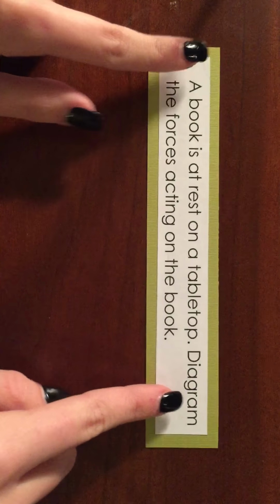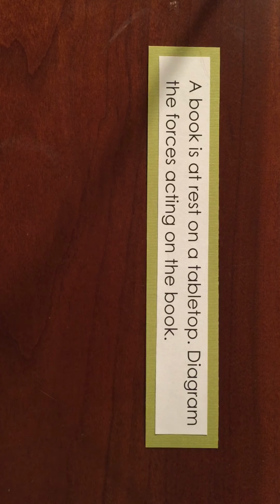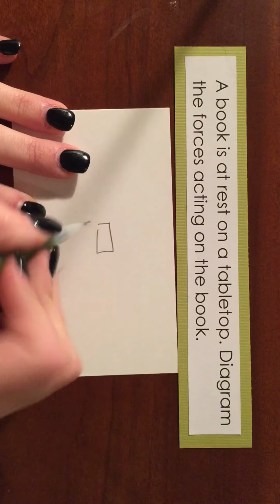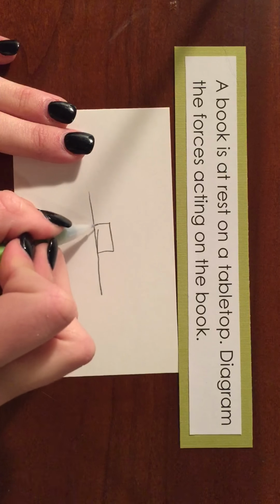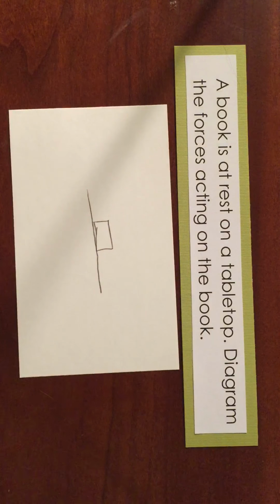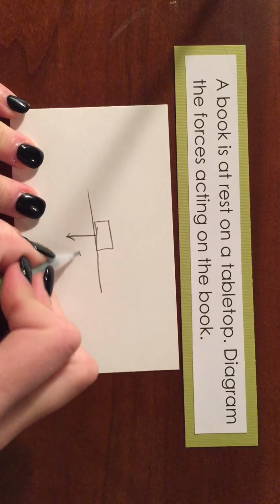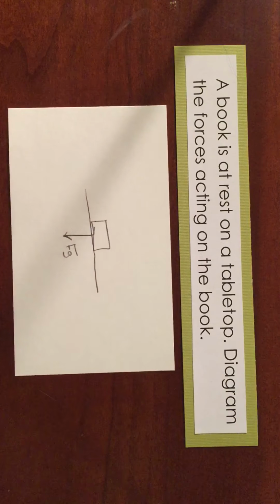Our first example is a book is at rest on a tabletop. Diagram the forces acting on the book. Well, here's our book, and it's lying on a horizontal surface. Now let's go through our chart. Force of gravity, well, we know force of gravity is always working. So we draw force of gravity working downwards because that's the direction, and we label it force of gravity.